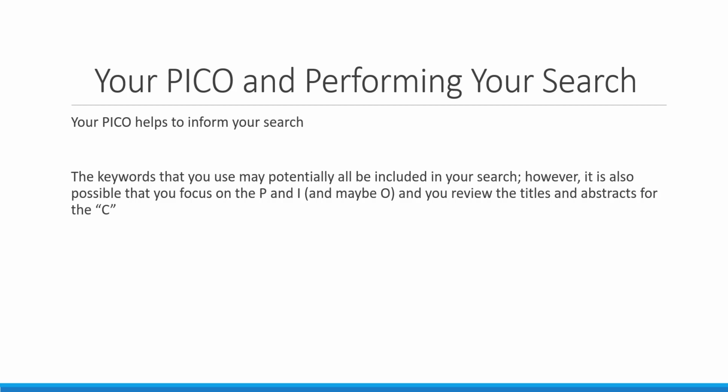Sometimes, if you put everything related to your PICO into your search, you may have difficulty getting results. So maybe focus on, like I said here, the P and the I first, maybe the O, and then you can start reviewing through the titles and abstracts to see if they also included your C.